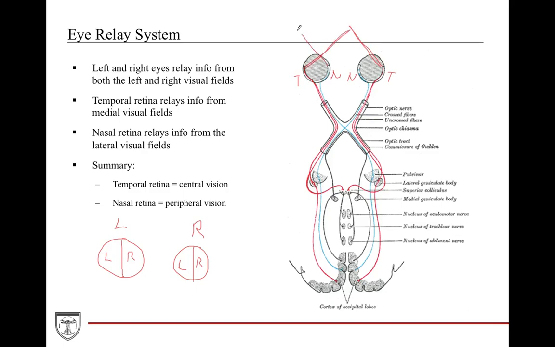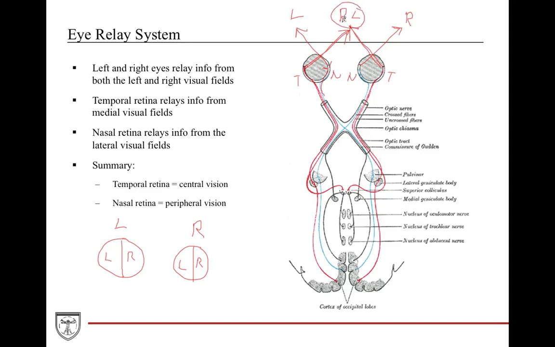And your nasal retina gets information from this direction. It crosses over, and that's what's so difficult for people to understand. So if you can see here, light comes in this direction, hits the nasal retina, and provides information about the left visual field. This one can provide information on the right visual field. Temporal provides information on the left and the right, but all of this is considered to be central vision.